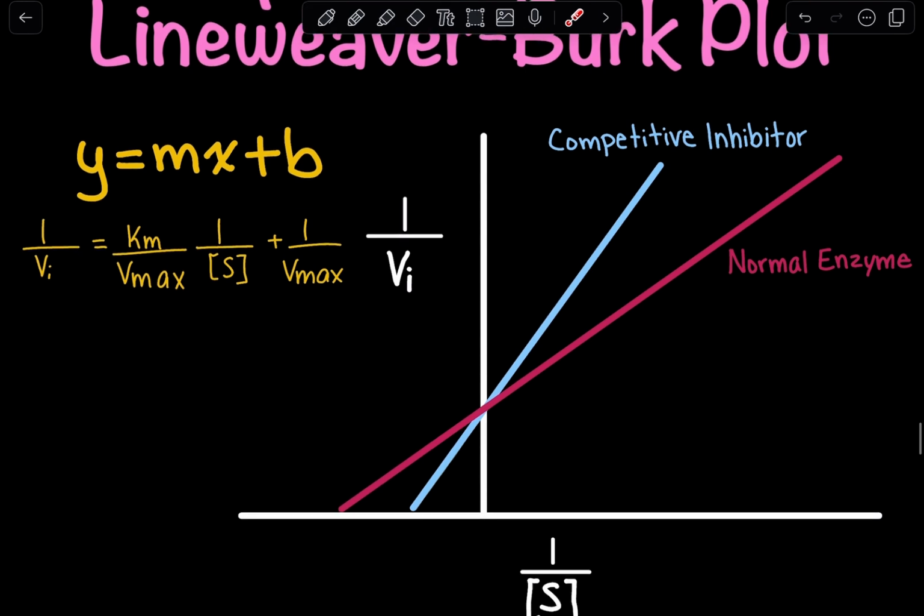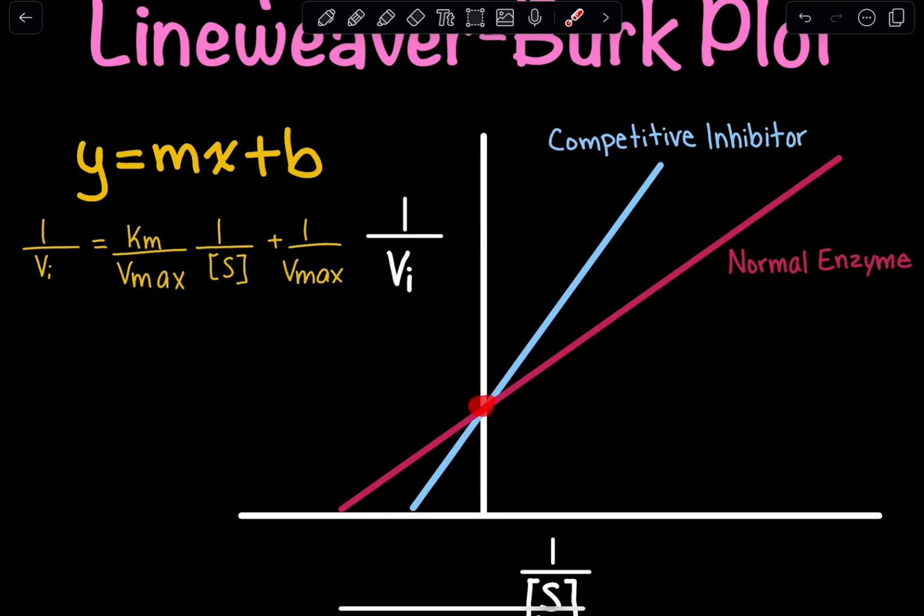Now, it's really important to understand over here that, remember, in competitive inhibition, our Vmax remains the same, and our Vmax is our y-intercept. So right over here is our y-intercept, and we can actually see in our Lineweaver-Burk plot that for a normal enzymatic reaction and when a competitive inhibitor is present, our Vmax remains the same.